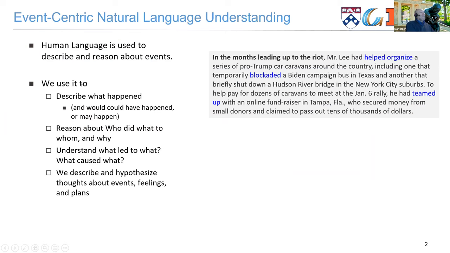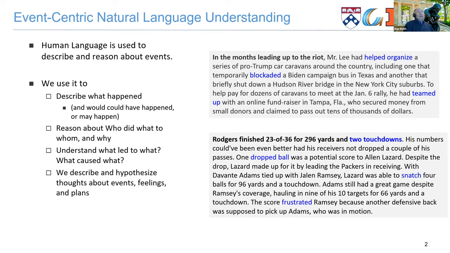So really, when we think about natural language, why do we need natural language? We need it to describe and reason about events. You can look at the example that I give here in the top right, which is related to an event that happened a couple of weeks ago, just 2 days, I think, before we first recorded this. Or you can look at a recap of a football game or many other types of documents. In all cases, we are really talking about describing events, providing information about them, reasoning about it.